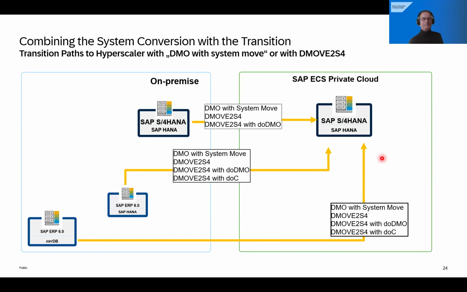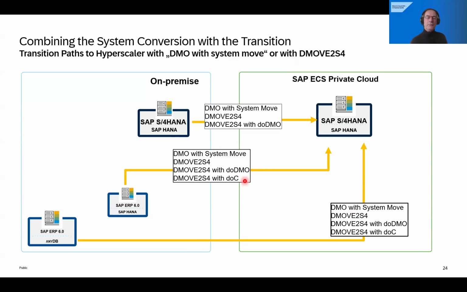Putting it together in an overview, what do we see here? This ECS private cloud is the target where we want to have the SAP S/4HANA Cloud Private Edition, of course, running on HANA database. And the source can be ERP on any database. It can be in particular ERP on HANA database. The source can even be an S/4HANA system on premise. For all of those, we can use either DMO with system move, listed here for all the cases, or we can use the new approach, move to S4, works in all cases.